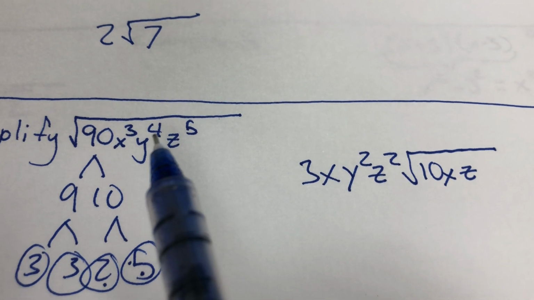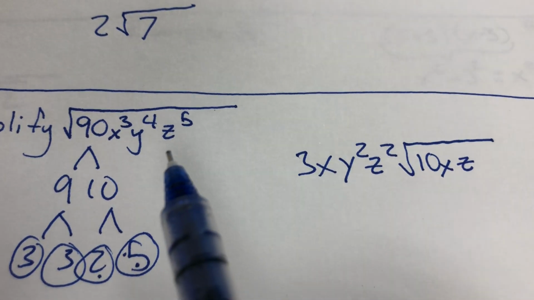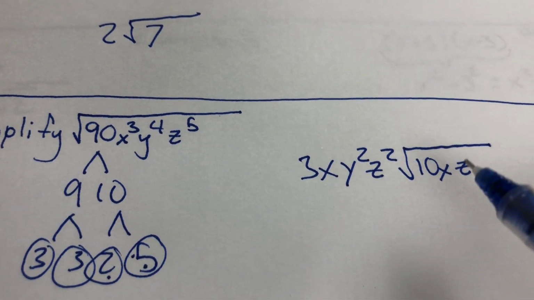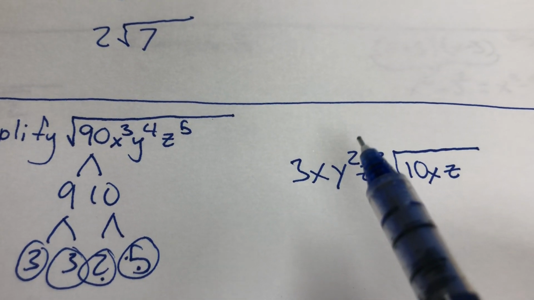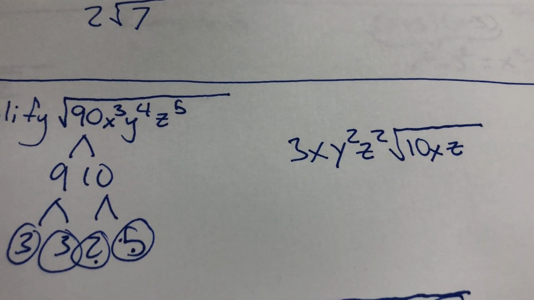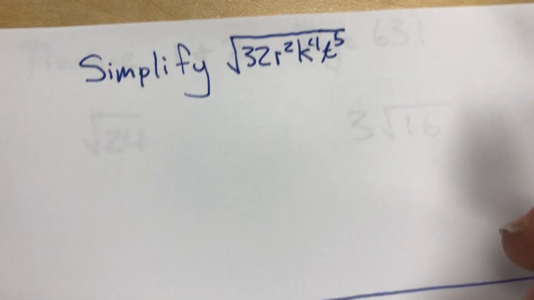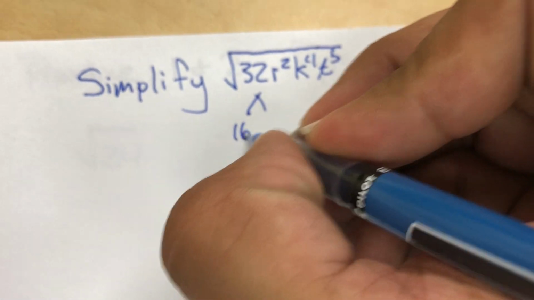What's 4 divided by 2? Y to the second. You see how it's outside? What's 5 divided by 2? That's going to be 2 with a remainder of 1. So the remainders stay inside, and the answer to the division problem becomes the exponent on the outside. Okay? So let's do another one over here. So let's do it the shortcut way. So 32 splits into 16, 2.